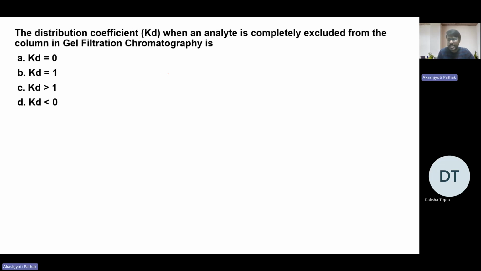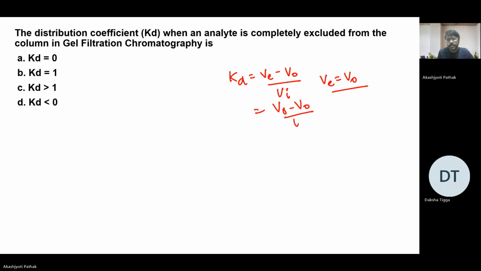So now answer this question: the distribution coefficient Kd when an analyte is completely excluded from the column in gel filtration chromatography. So remember the formula. Kd is what? It is (Ve minus Vo) by Vi. Okay, so if it is completely excluded, then your Ve becomes equal to Vo, and as a result, your Kd becomes equal to what? This will be equal to zero. So remember that molecules which are completely excluded will have Kd equal to zero. Answer is option A.